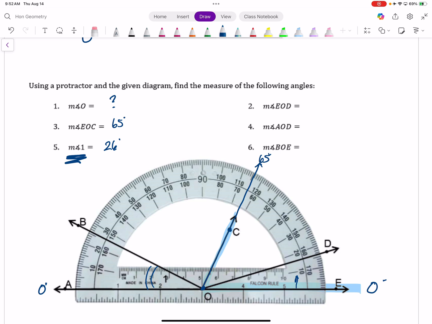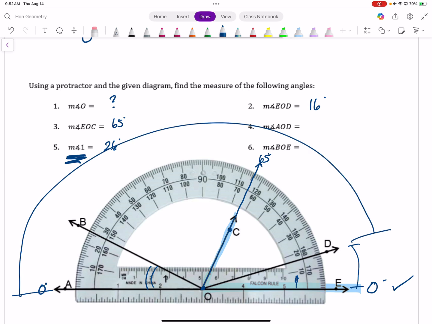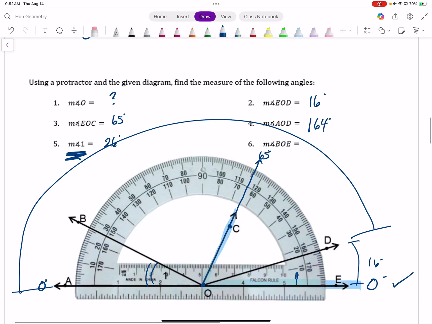Okay. Over here, we've got angle EOD. All right, so that's using 0 degrees. We're looking for how big that angle is. So 10, 15, 16 degrees. Then angle AOD, we're going all the way from there to there. Actually, I just figured out that this was 16 degrees, so how about we just subtract that from 180? That seems like a good way to get it. So 164 degrees, or I could look and go 1 short of 165.